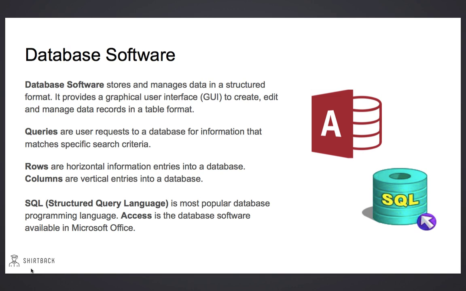Database software will store and manage our data in a structured format. It provides a graphical user interface so users can edit, create, and manage data records in table formats. Queries are when a user makes a request to a database for information that matches specific search criteria. Database tables have rows and columns. Rows are the horizontal entries in a database, and columns are the vertical entries in the database. Most databases will use SQL, which is Structured Query Language, to do database queries. Another common database software is Microsoft Access, which comes in the Microsoft Office suite.